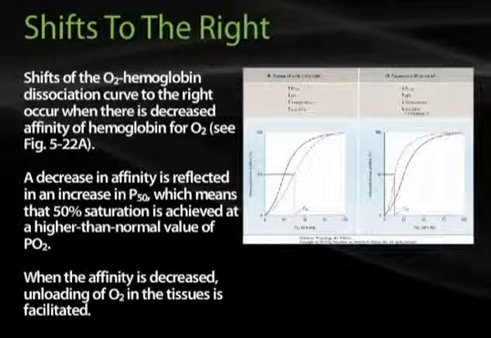Remember, we're talking about things that shift the oxygen-hemoglobin dissociation curve to the right or to the left. Shifts to the right occur when there's decreased affinity of hemoglobin for oxygen. The decrease in affinity reflects an increase in the P50, meaning that 50% saturation is achieved at a higher than normal value of PO2. When affinity is decreased, this is facilitating unloading of oxygen into those peripheral tissues.